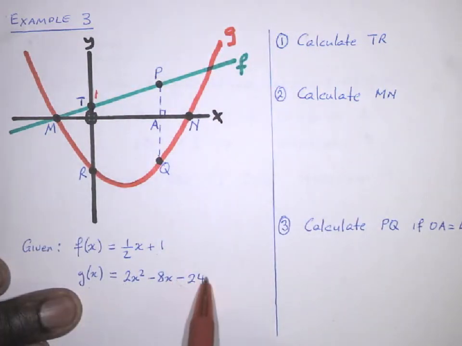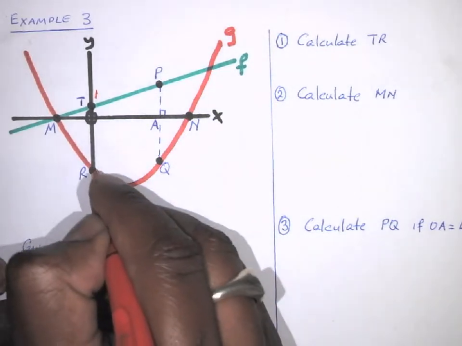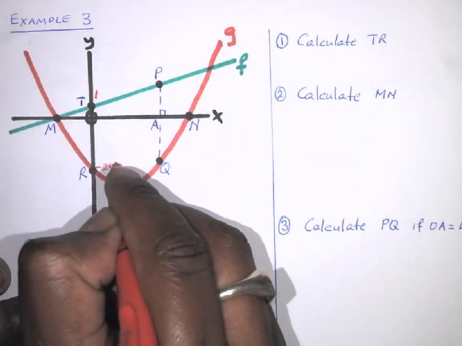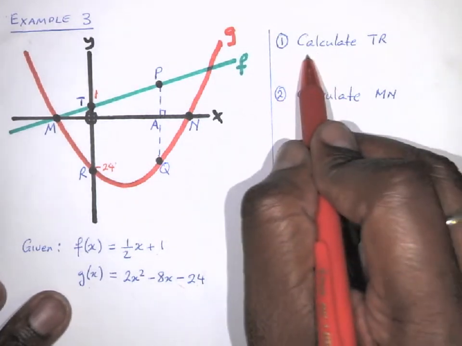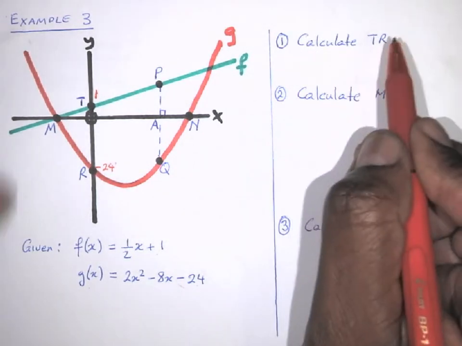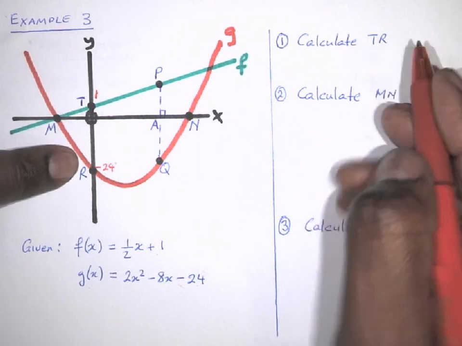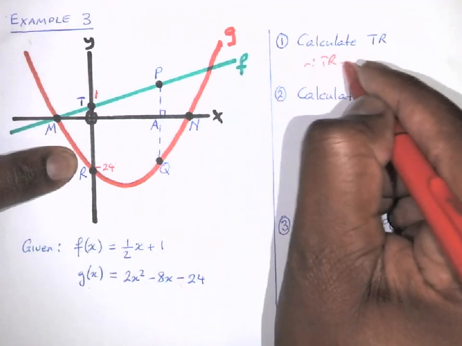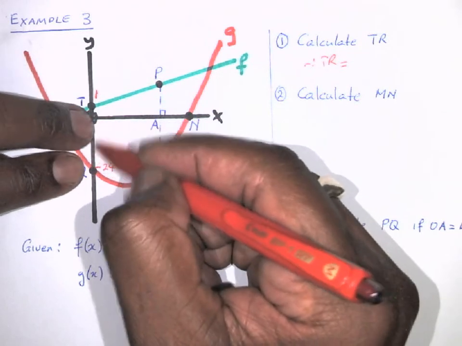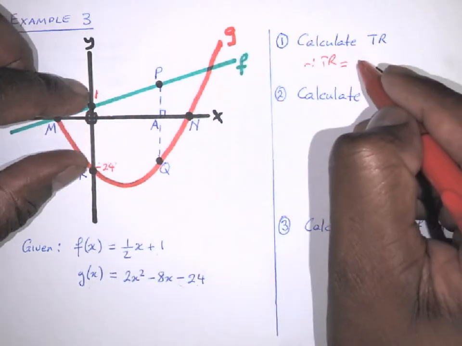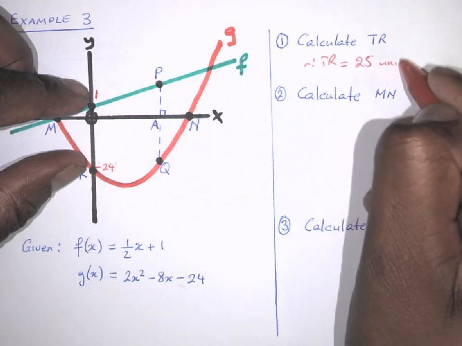There is your y-intercept, which is minus 24. I know here I've got a minus 24. Alright? So now let's try and answer the questions. The questions are, calculate TR, meaning the length of TR. How long is it from T to R? TR is equal to, that distance is 1 unit. From there to there is 24 units. So the whole total will be 25 units.